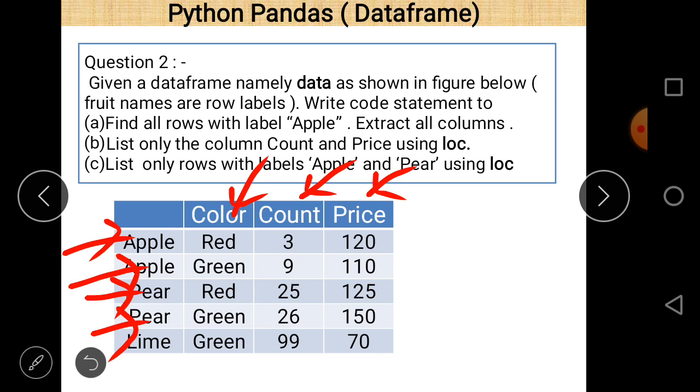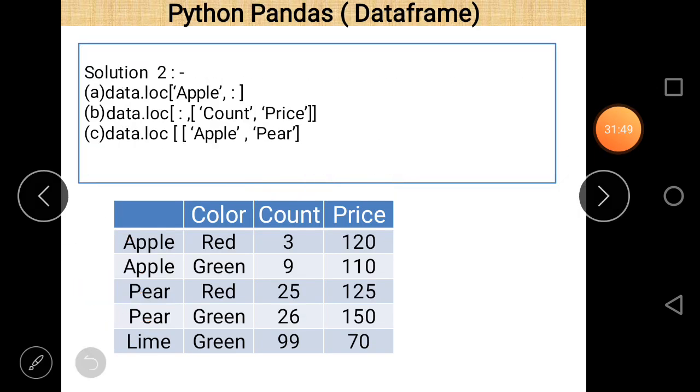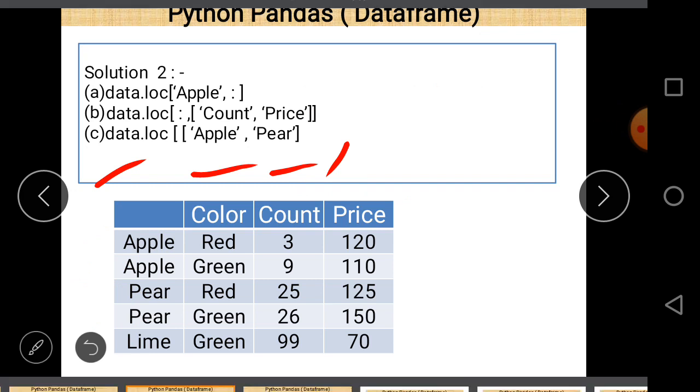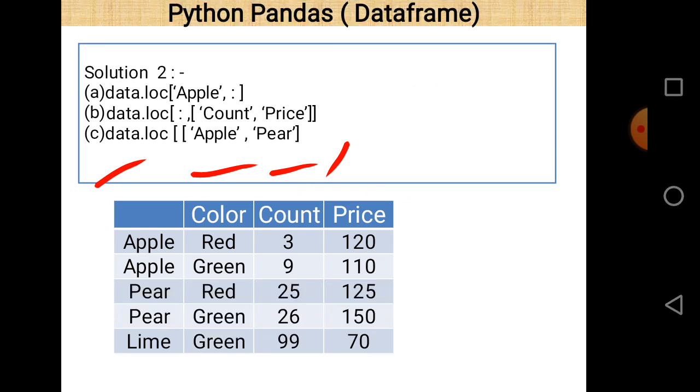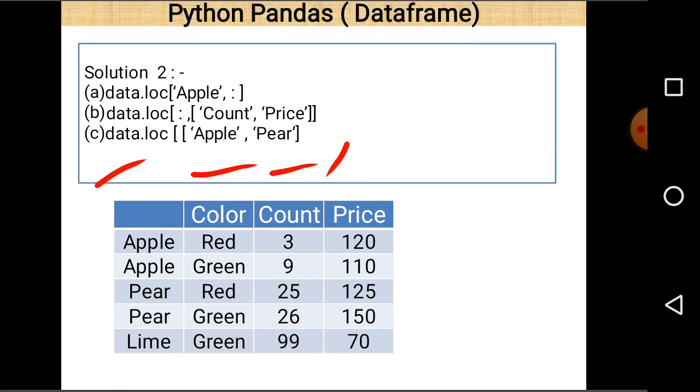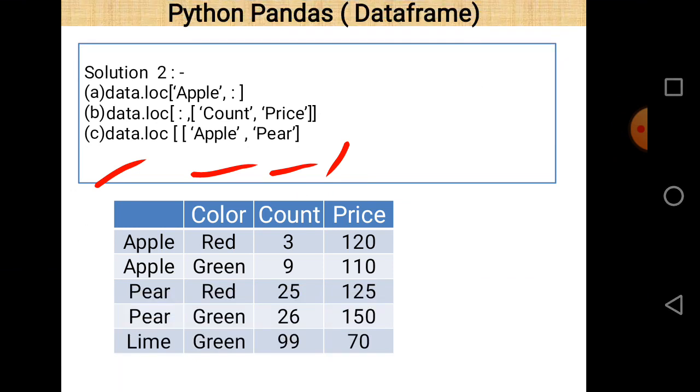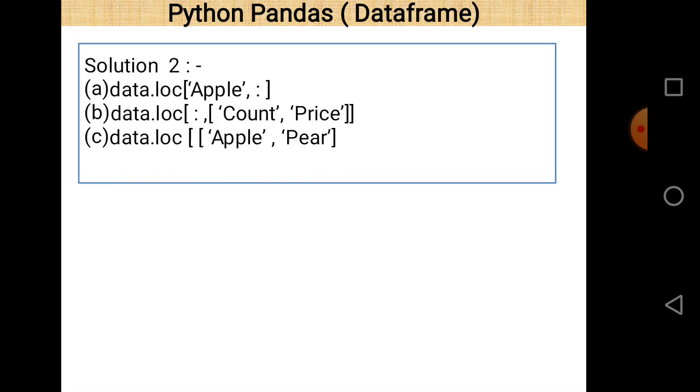And for this we have to write data.loc and then write apple and pear. No need to mention a column, because all columns will be selected. You can also write it with a comma sign and after that a colon sign. This will also give you the result, but by default, if we don't mention any column name, then all columns will be selected. So that is the final answer.